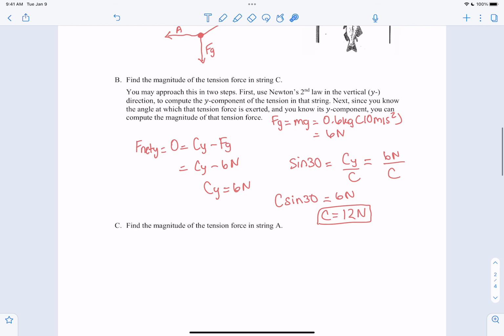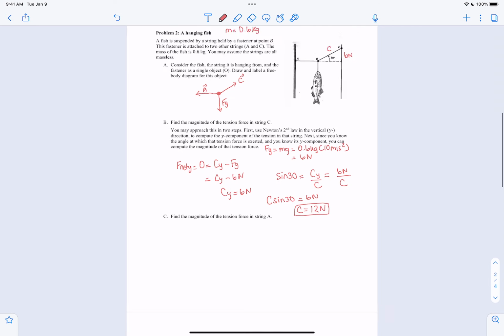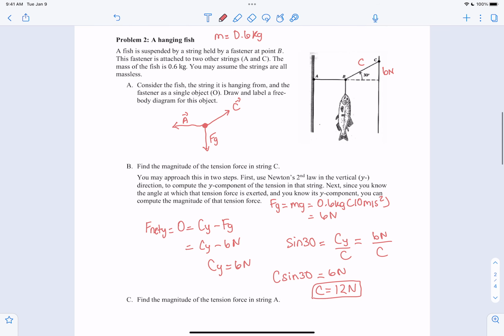So, that being said, I think we can move on to part C. Part C asks for the magnitude of the tension force in string A. Same deal. If we set up an F net Y, FG was the only force we knew anything about, because we calculated FG. From the other Y force, CY, we could figure out C based on trigonometric functions.